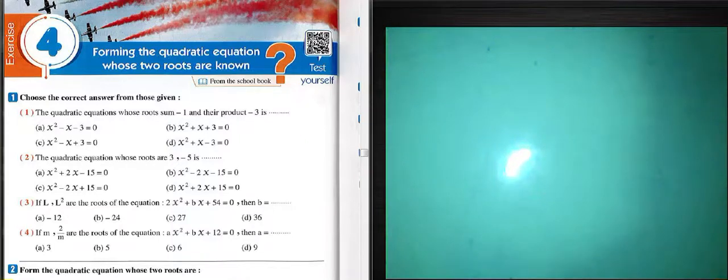Today we are going to talk about lesson 4, forming the quadratic equation whose two roots are known. We will complete question, okay? Question number 22.